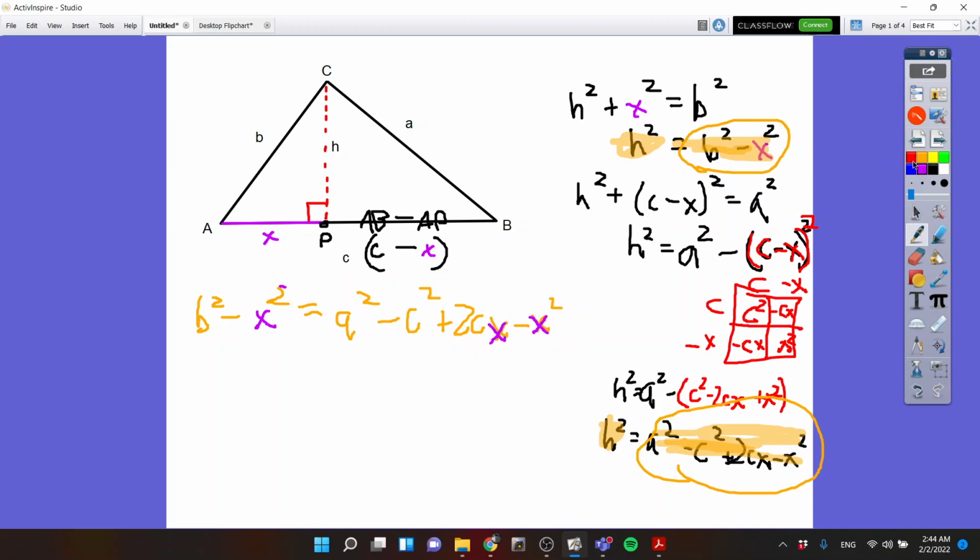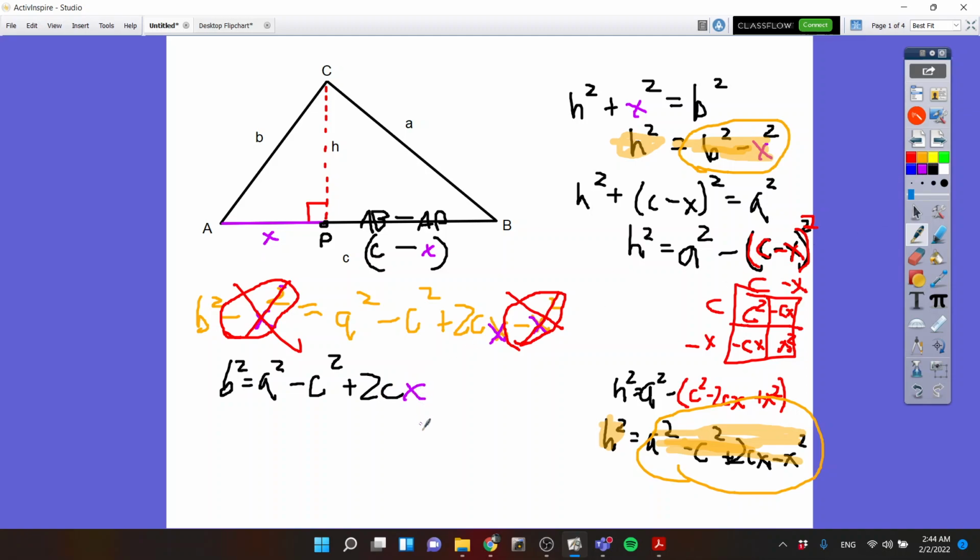Cool. The next thing that's nice is over here I have a minus x squared, and over here I also have a minus x squared. So those things can just cancel each other out. Just think about if you have balancing scales, we've got the same thing on both scales. You can just take it off both sides. So great, we're already simplifying this. Now I'm down to b squared equals a squared minus c squared plus 2cx, and we still have this x guy that we don't like. We'd like to get rid of that x.